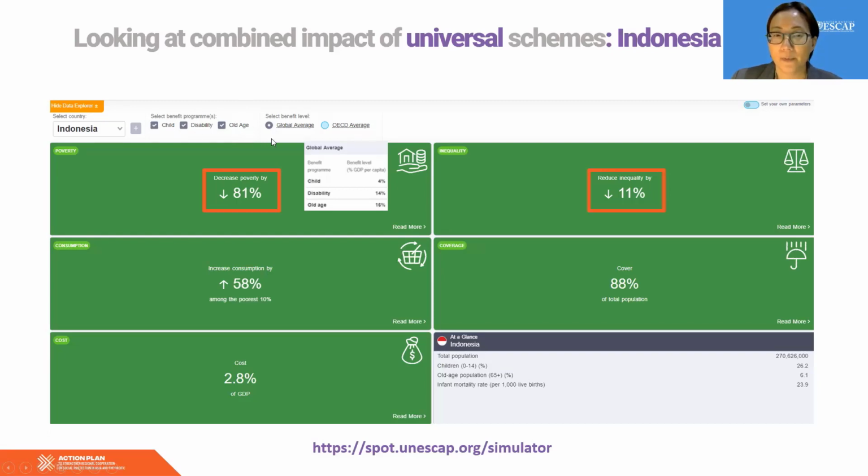Providing these 3 universal benefits at the global average benefit levels, this would be the equivalent of 4% of GDP per capita for child benefits, 14% of GDP per capita for disability benefits, and 16% of GDP per capita for old age benefits. And providing the combination of these 3 schemes, which also cover major life cycle contingencies of child, disability and old age, as Stephen Kidd also highlighted in his presentation, this would achieve a poverty reduction impact in Indonesia of up to 81% of the total population, and reduce inequality by 11% as measured by the Gini coefficient. It would also increase consumption by 58% amongst the poorest 10% of the total population, and cover the majority of the population, who would then have access to at least one social protection scheme, by providing these 3 universal schemes at the cost of just 2.8% of GDP.